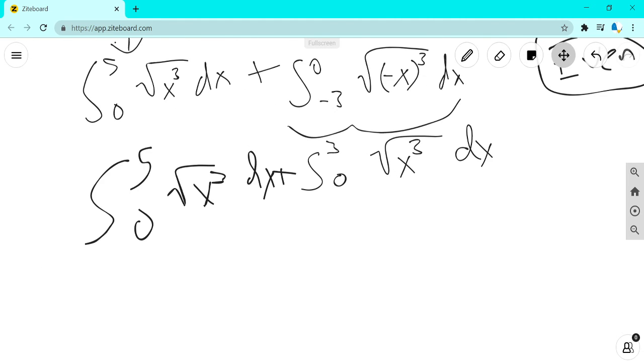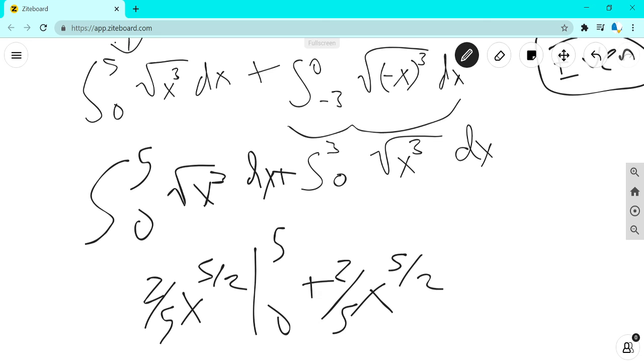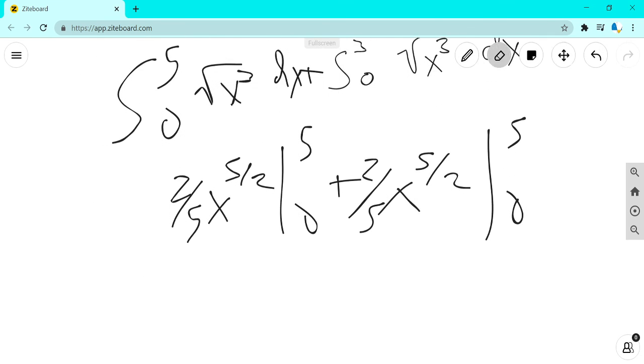Now we can integrate. So this will be x to the 3 over 2, and remember you're going to add 1, so it becomes x to the 5 over 2 over 5 over 2, and the bounds are going to be 0 to 5 plus 0 to 3. So now we can just plug everything in.